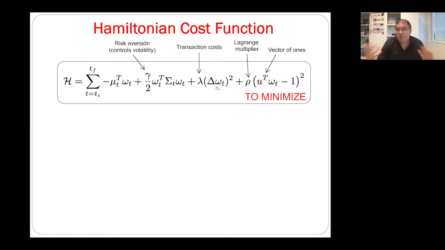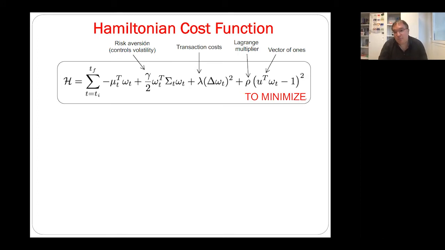And then there are the constraints. The first constraint is the transaction cost. Since this matrix of transaction cost typically is diagonal, this is my quadratic approximation. And finally, there is the normalization constraint, that the sum of all these omegas has to add up to 1. That's what we are imposing here. This is a vector of ones, all right? And this is a Lagrange multiplier. We use a Lagrange multiplier to add the constraints into the cost function, all right?